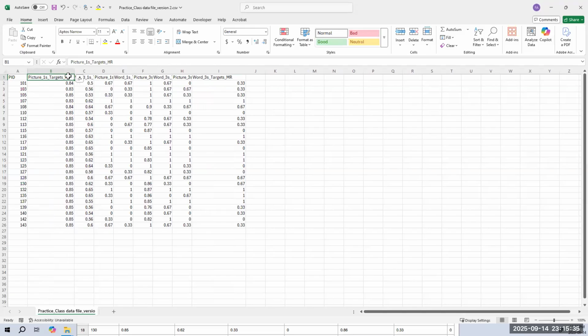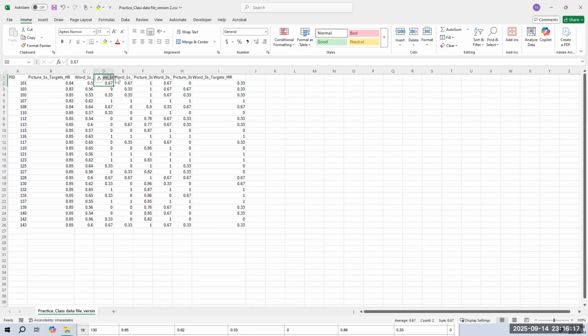So for these pictures that were presented for 1 second during the study phase, in the test phase this participant had 0.84 in terms of their hit rate. It's pretty good. So it was greater than 8 out of 10. Maybe this was 10 out of 12, in terms of 0.84. This is picture, word, 1 second, target, hit rate. This is the hit rate to words that were presented during the study phase for 1 second. But all pictures and words were presented for 4 seconds during the test, presented for as much time as needed for the participant to enter their response, right?